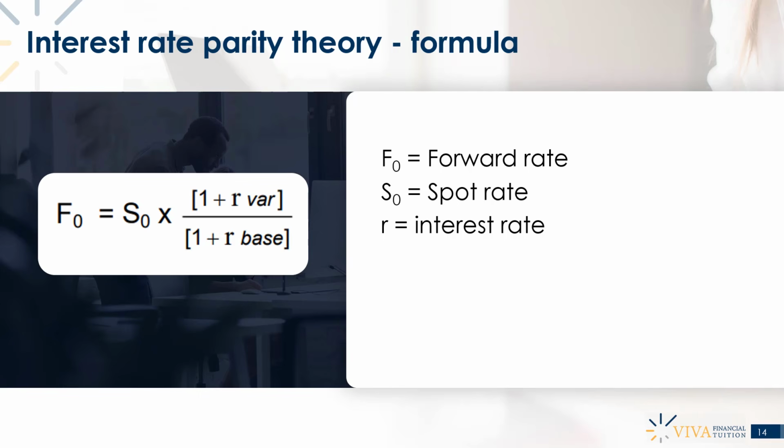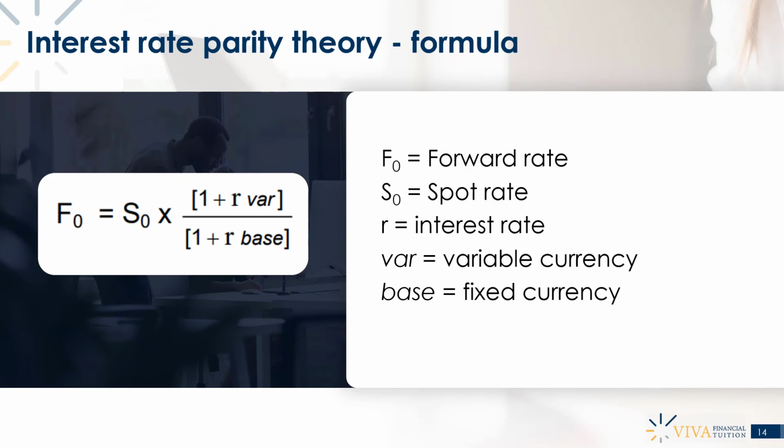R is an interest rate. VAR, is not to do with football. That means the variable currency. So the interest rate in the variable currency is R_VAR. And that, for our example, it's the one where the number moves up and down when the currency weakens and strengthens. So that's dollars for us, isn't it? And base is your fixed currency, your home currency, the one that stays as a constant one in the exchange rate.